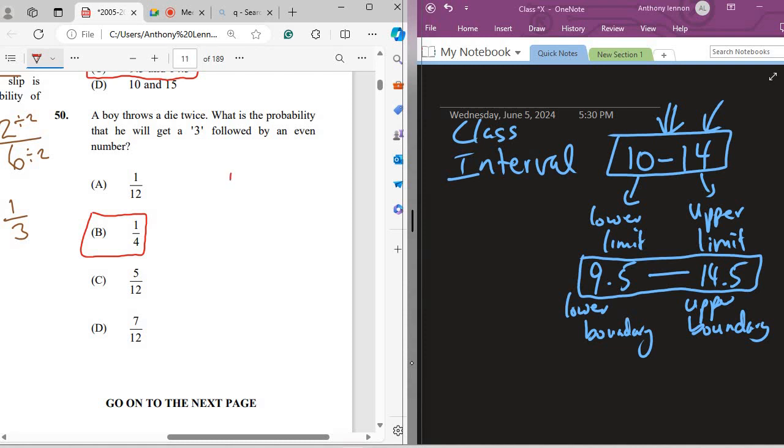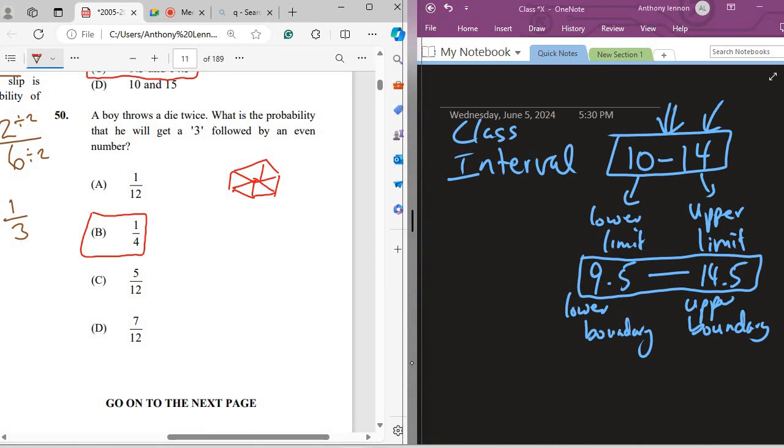And out of the 6 numbers, they would have 3 even numbers. Right, yeah. Plus the number 3, so I would say they have 1 chance out of 4. That's why I said that one. Oh, okay. Understand. So the 3 even numbers plus the 3.